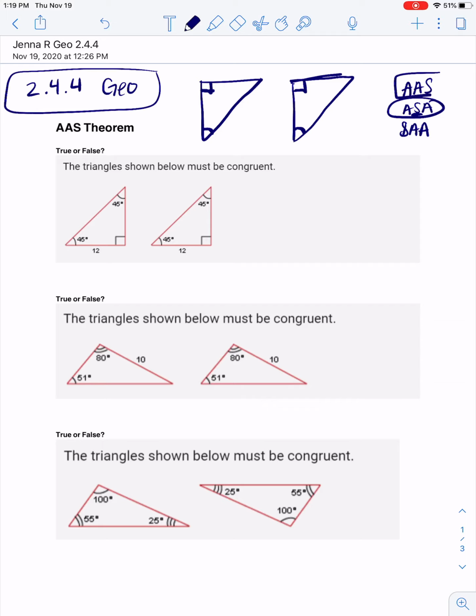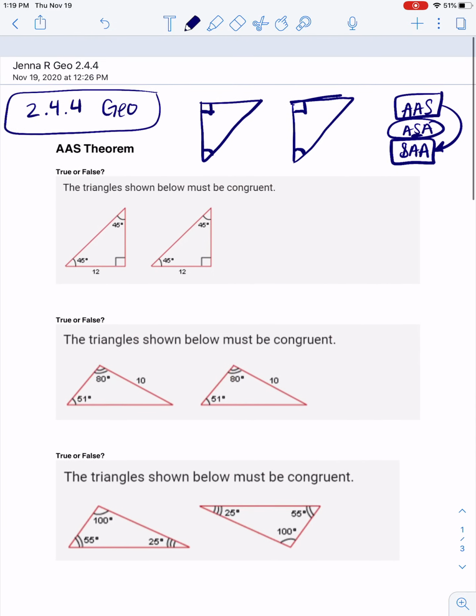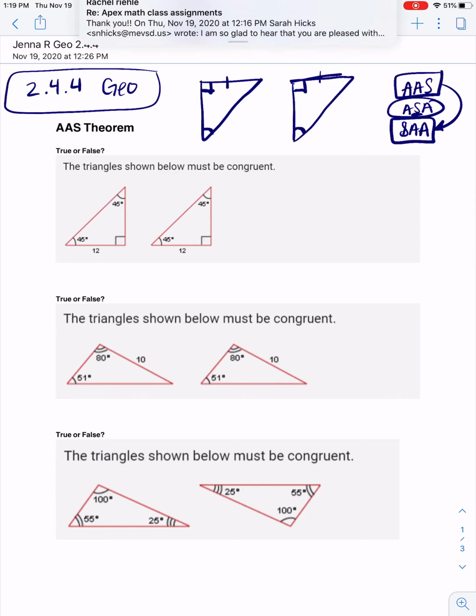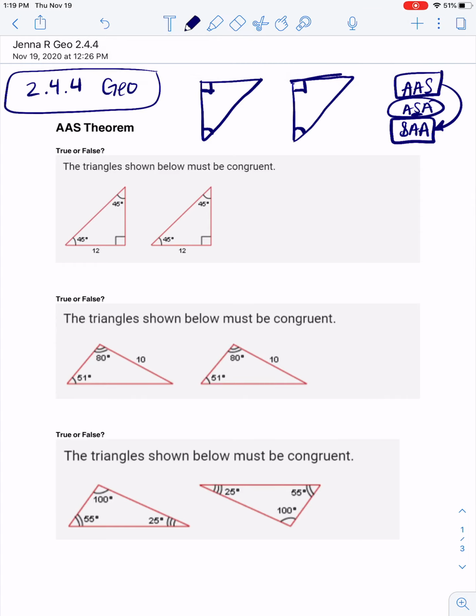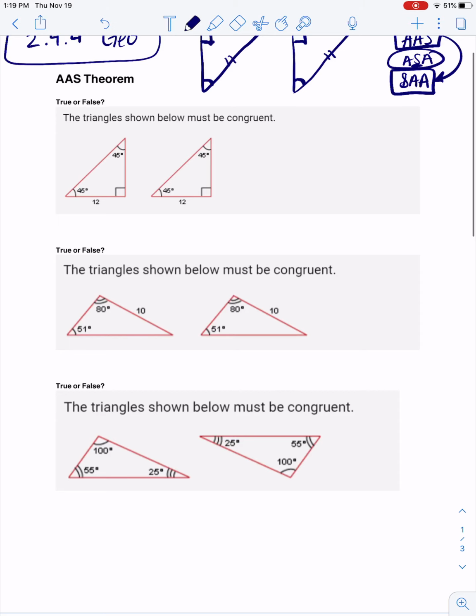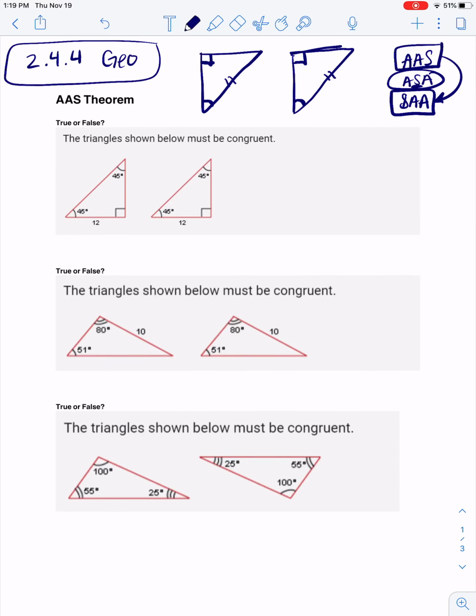For angle, angle, side, it's two angles, and then the side that matches could either be this side, or, let's go back, this side. It cannot be the side in between the two angles. So you have two angles and then a side of your triangle, but not the side that's in between the two angles, okay? We're going to walk through all of these, and I'll talk about each one and make little notes.